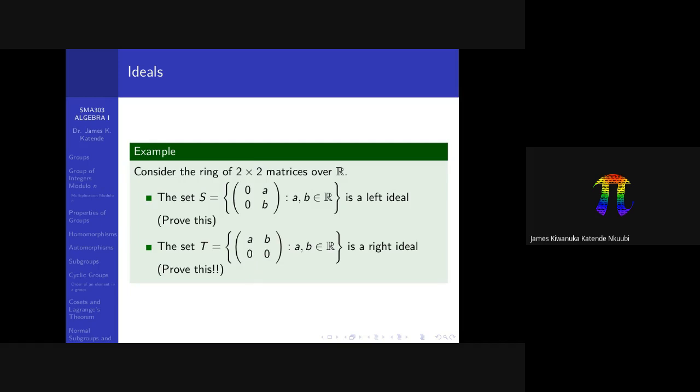I have left this up to you. Just pick any 2 by 2 matrix, multiply it by a matrix in S and check what you get, whether you will end up with a matrix in this form where the first column is 0 and you don't care what is in the second column as long as they are real numbers. Check with the second set T as well that it is a right ideal. Pick any 2 by 2 matrix, multiply it on the right side of a matrix from T and confirm that you will get another matrix of this form where the second row is 0 and the first row we don't care about, as long as they're real numbers.